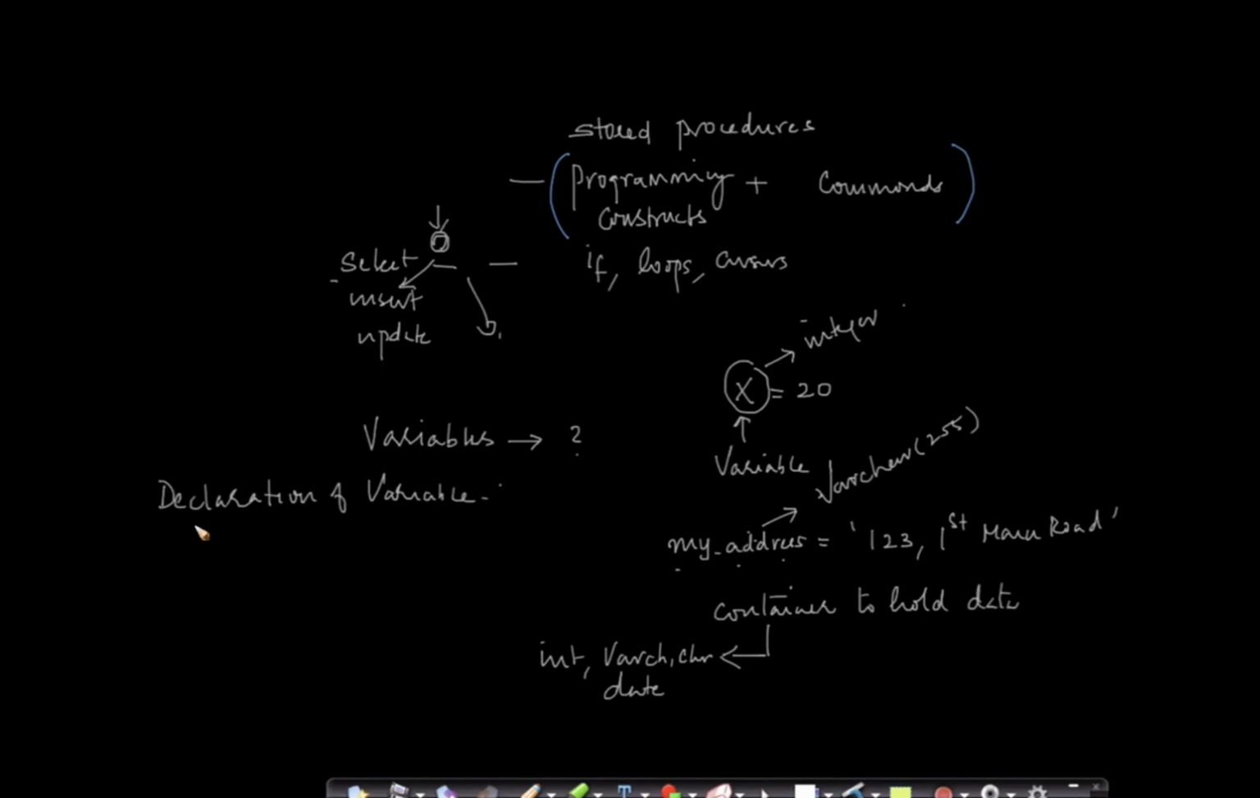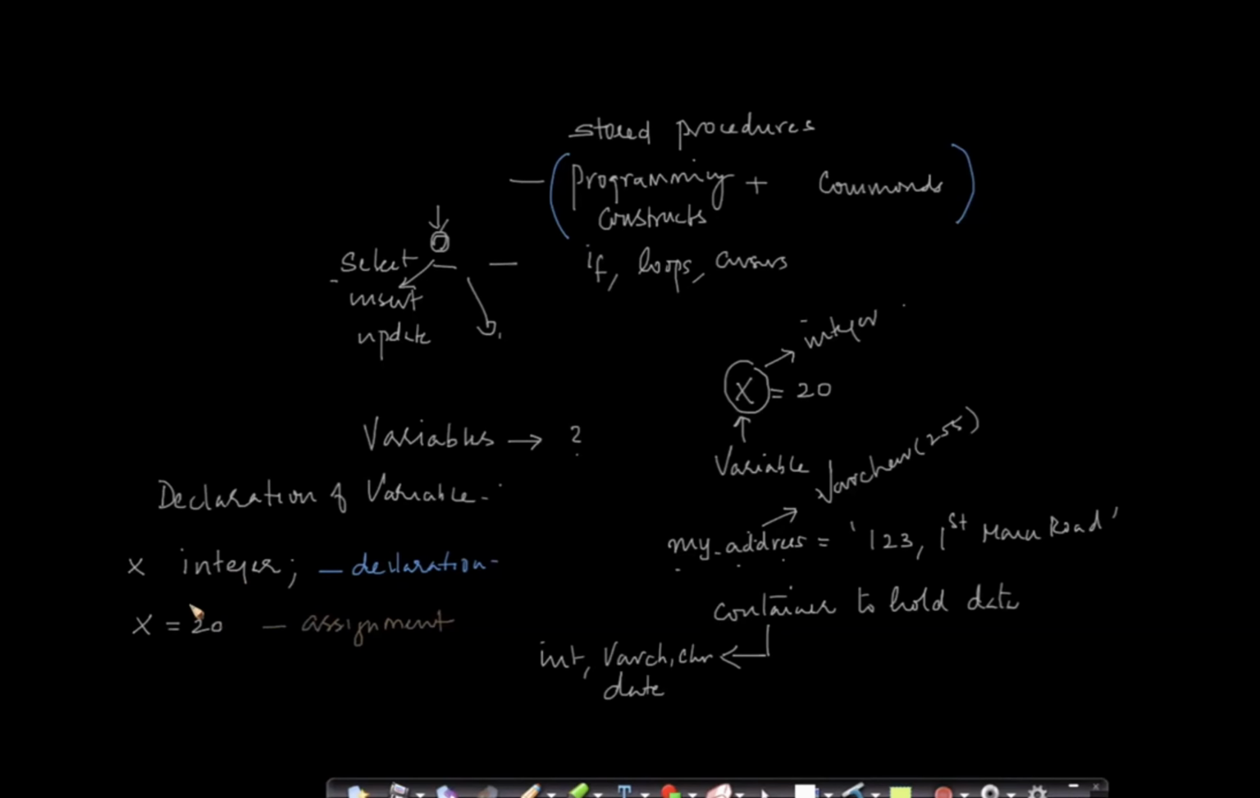So the way you would declare a variable in MySQL is you will give the name of the variable X, and you will say this is of type integer. All right. So this is called variable declaration. After you declare a variable, you can assign values to it. You can say X is equal to 20. So this is what you call assignment, right? Assigning a value to the variable.